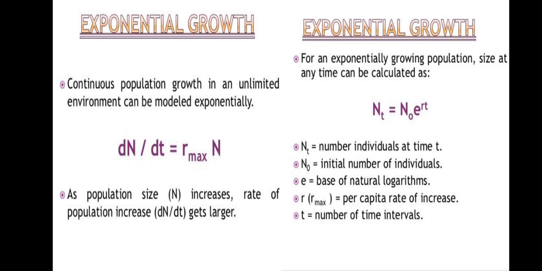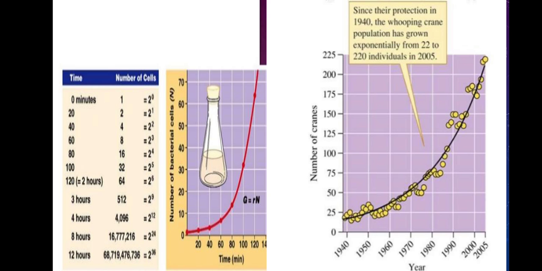For an exponentially growing population, the size at any time can be calculated as Nt = N0 e^(rt). Nt means the number of individuals at time t, N0 means the initial number of individuals, e means the base of the natural logarithm, r means the per capita rate of increase, and t is the number of time intervals. Then in this diagram we see exponential growth and logistic growth.